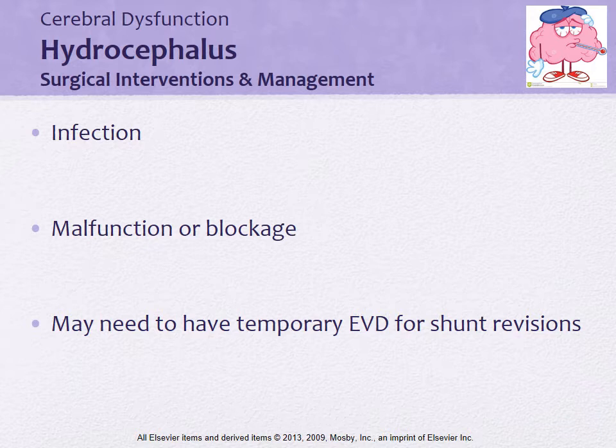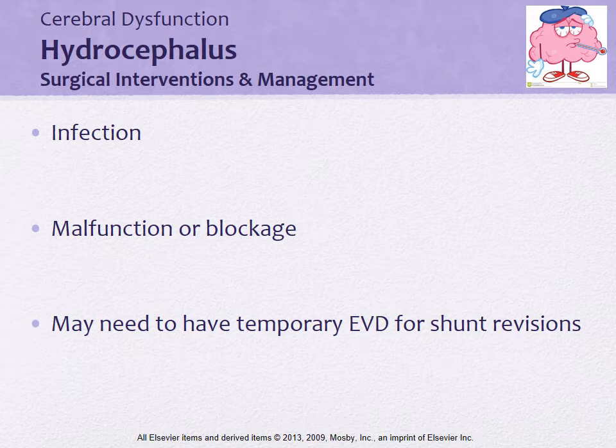So if they're having a malfunction or blockage of the shunt, they're going to have all the signs and symptoms that they had for hydrocephalus. So signs of increased ICP, all that stuff, very lethargic, irritable, all those signs and symptoms I went back over a few slides back, those are going to come to light after the shunt is placed, which is not normal. They should not have any of those signs and symptoms after the shunt is placed.